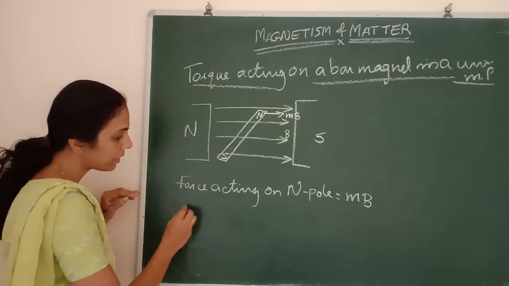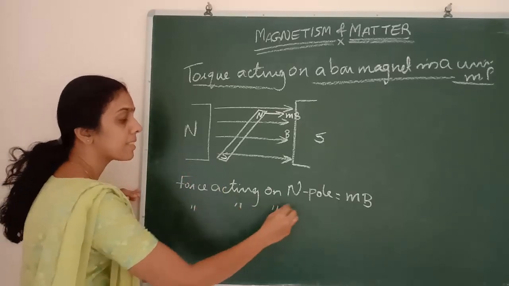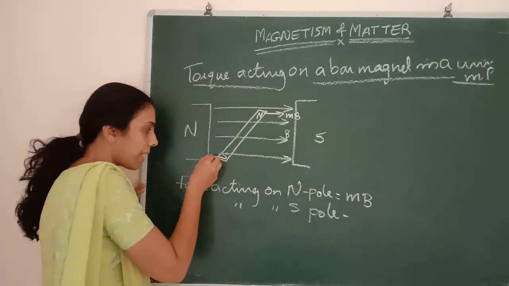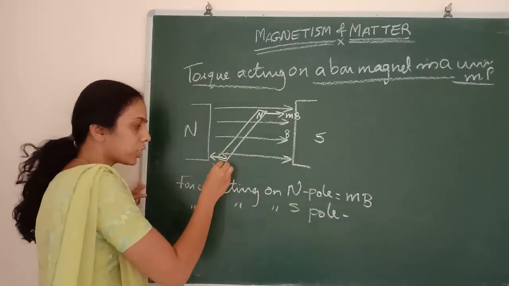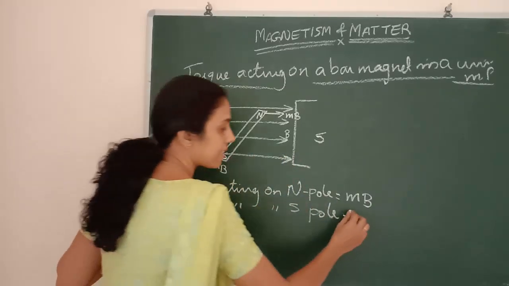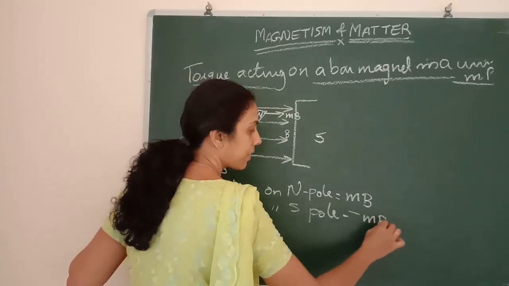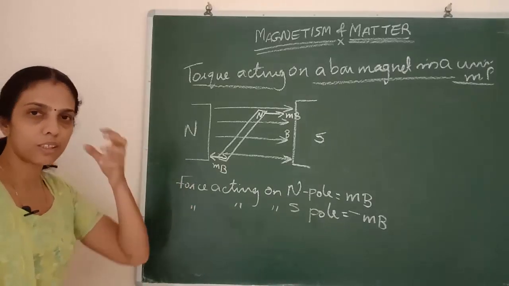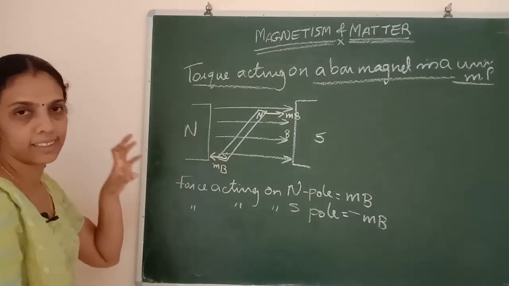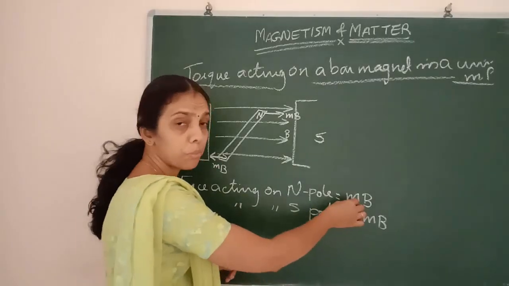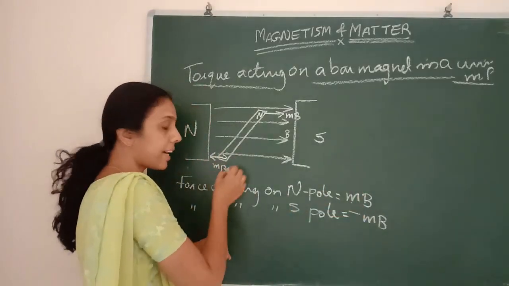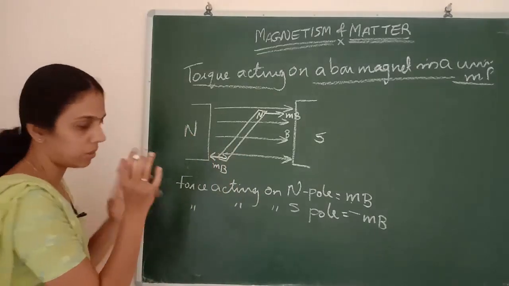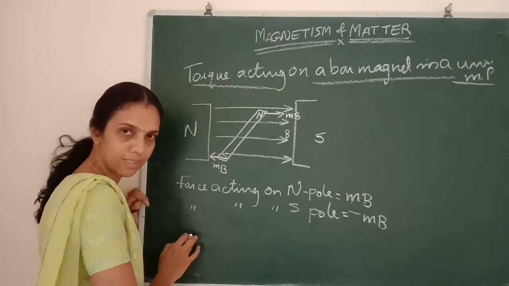And what will be the force acting on the south pole? Here m is the strength of the magnet. It is acting in this direction, the opposite direction, so minus mB. We can say m is the pole strength, the strength of that pole.